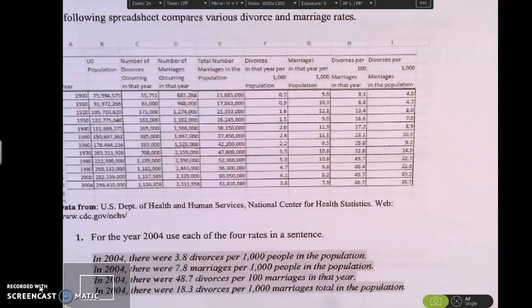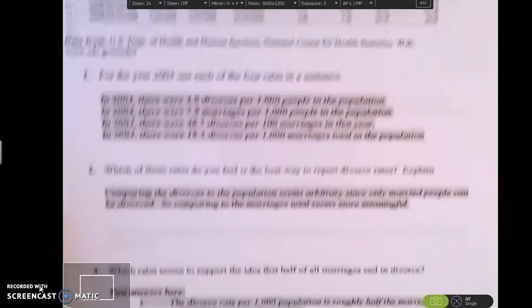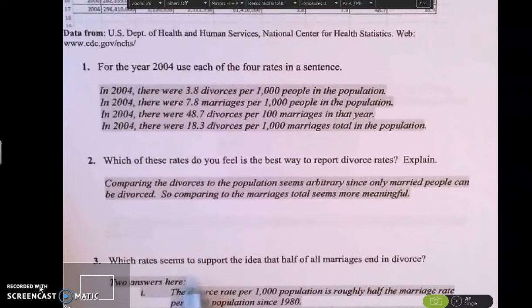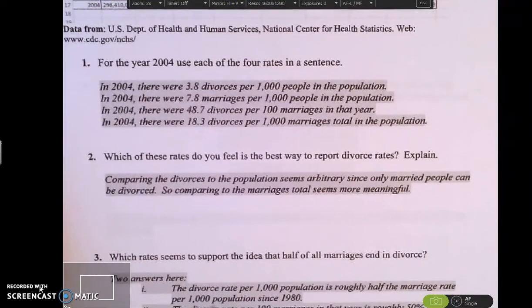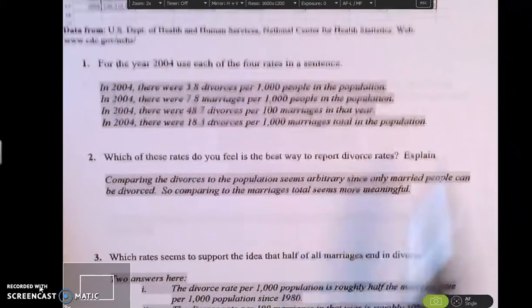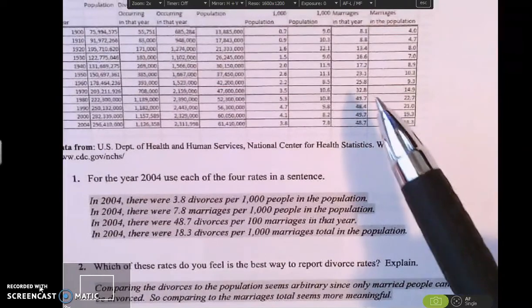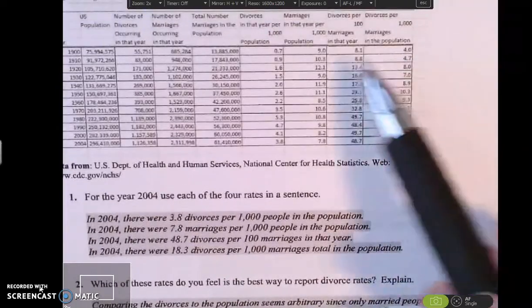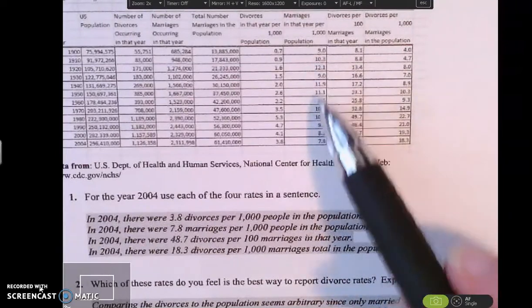Okay? So the next question is, which rate seems to support the idea that half of all marriages end in divorce? So there's two possibilities here. The divorce rate per 1,000 population is roughly half of the marriages per 1,000 since 1980. So what we're doing here is we're talking about the divorce rate per 1,000 population. So that would be this number here.